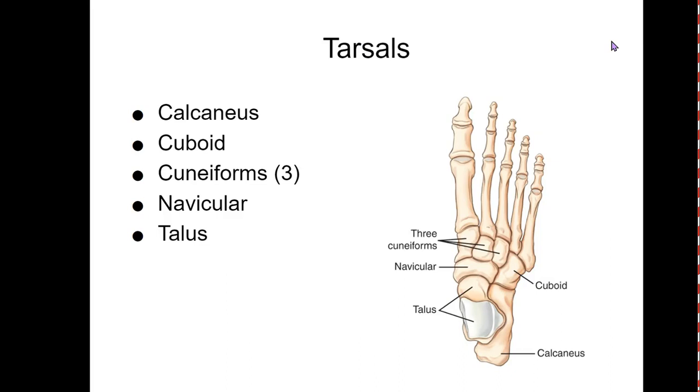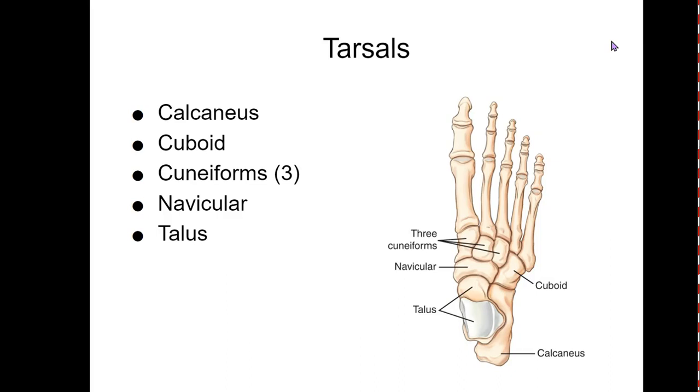Okay, a few other things to note about the tarsals. There are only 7 tarsal bones. Remember, we had 8 carpal bones in the wrist, so that's a difference. Also, the tarsals are larger than the carpals, and they're less mobile than the carpals because they're really bearing the weight of our body when we're in an upright position. So it makes sense that they're larger and less mobile.